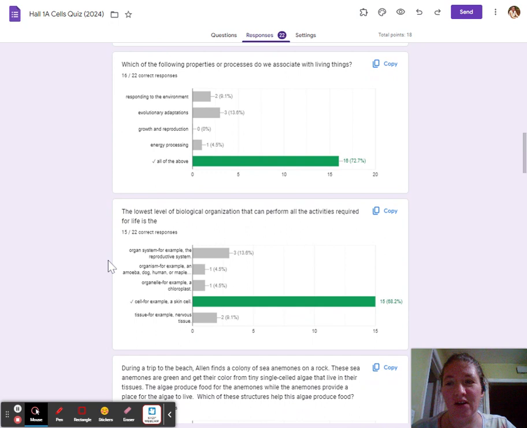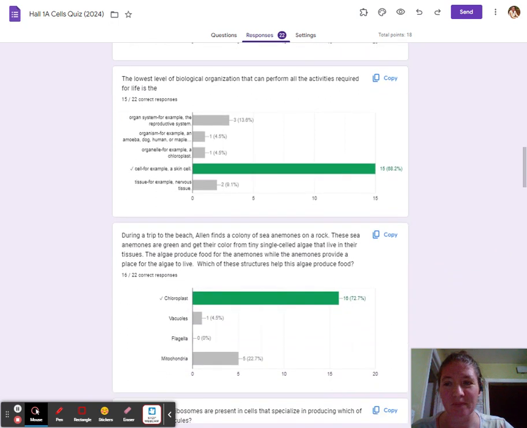All right, so our next one here is which of the following properties or processes do we associate with living things? As we look here, all of the above was the correct answer. If you think of your characteristics of life foldable, it responds to the environment, it's able to evolve, we have growth and reproduction, and it's able to use energy. So all of the above was the correct answer on that one.